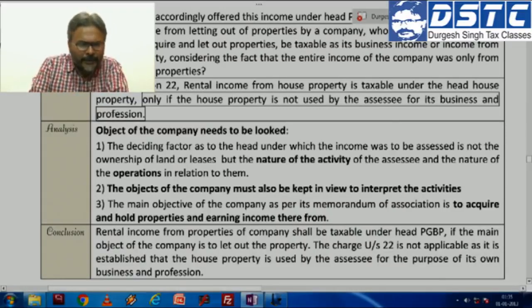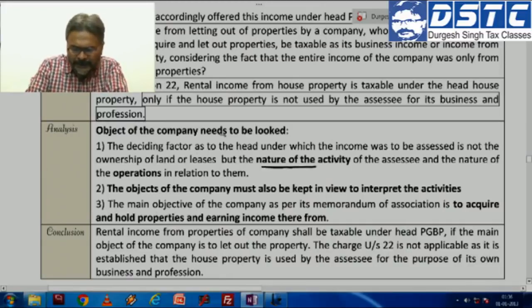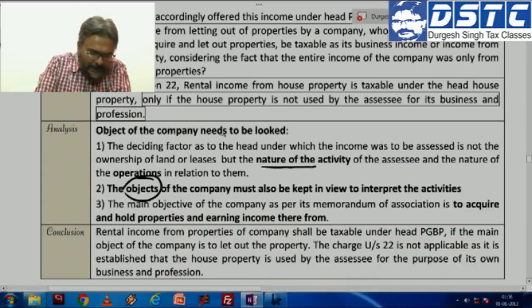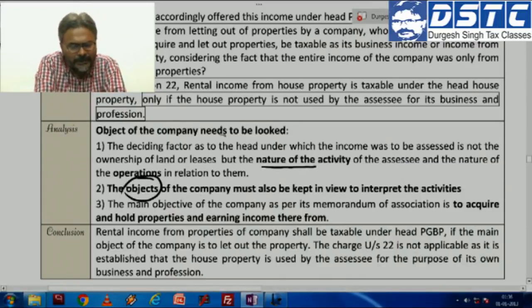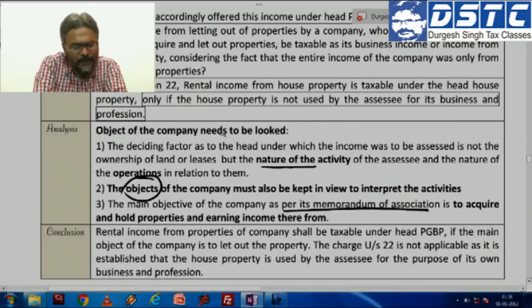So if you see herein carefully, what they have suggested is that the object of the company needs to be looked at. The deciding factor as to the head under which the income was to be assessed is not the ownership of land or lease, but the nature of the activity of the SSE and the nature of the operations in relation to them. This is a general observation. The object of the company, this is important. Here you need to be careful. The object of the company must be kept in view to interpret the activities. The main object as per its MOA is to acquire and hold properties and earn income therefrom.